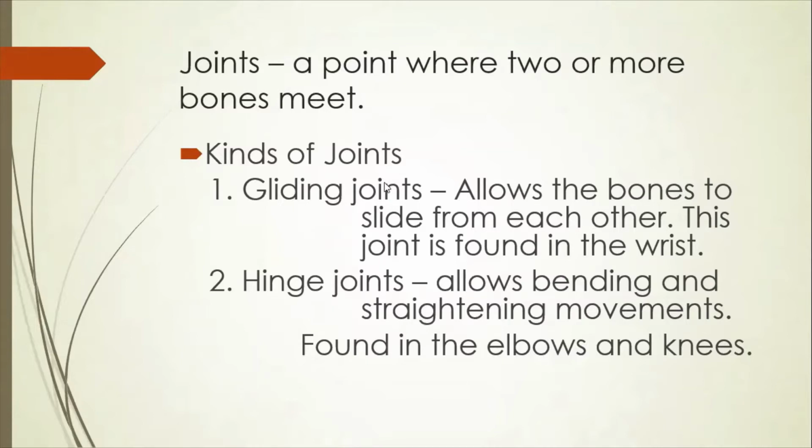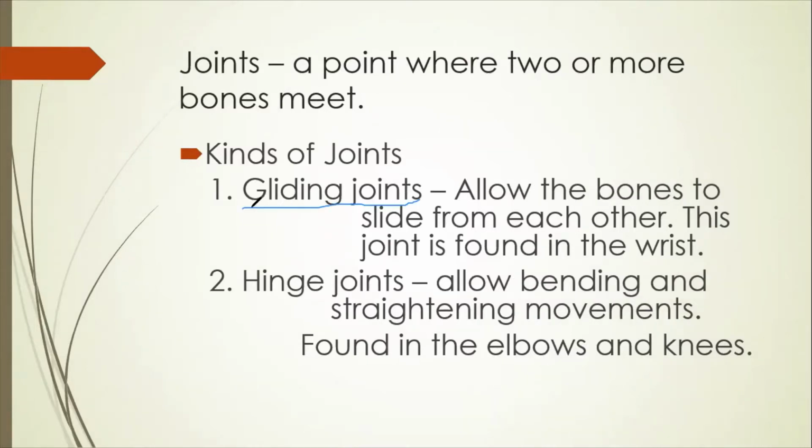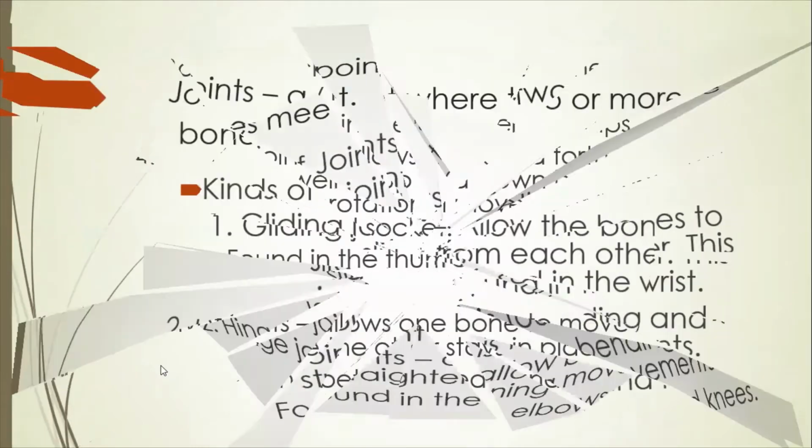First one is the gliding joints. These allow the bones to slide against each other, and they are found in the wrist. Number 2, hinge joints. Hinge joints allow bending and straightening movements. These are found in the elbows and knees.